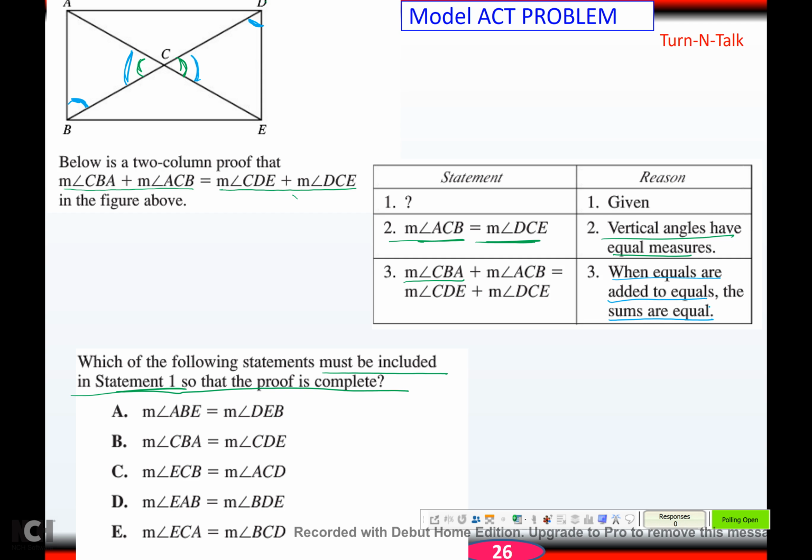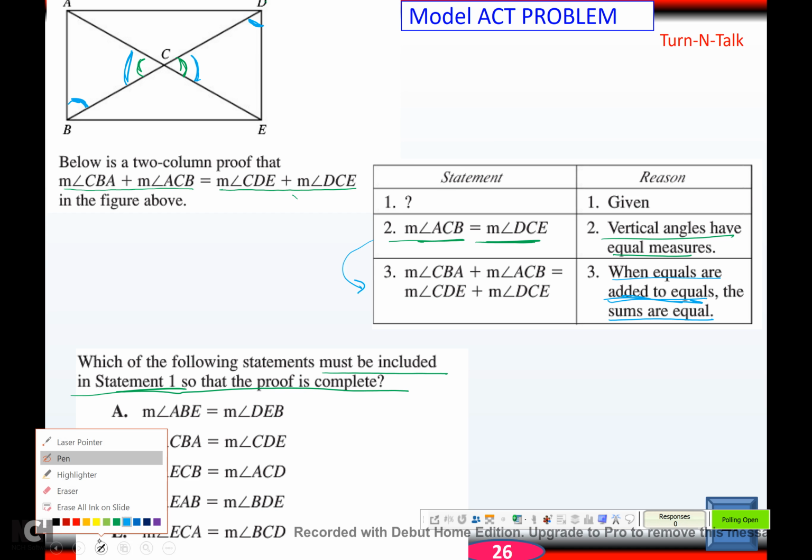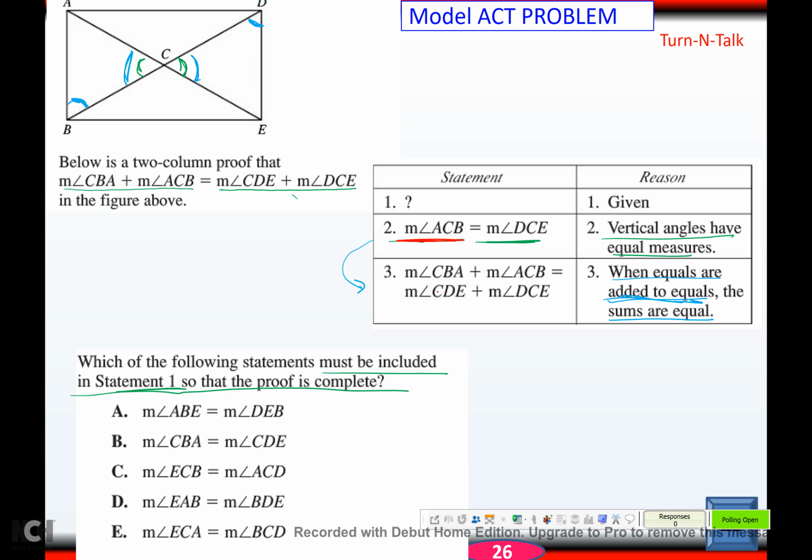So what I'm looking at is, if you look above in statement 2, they had to go from here to here because somewhere they're adding to equals. So I've got to figure out what equals they added it to. Sorry, I'm trying to switch colors. Up here you have measure ACB, which is this right here. And up here you have DCE, which is here and here. So it says when equals are added to equals.